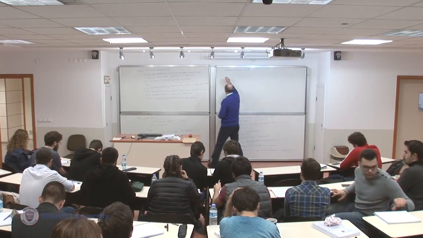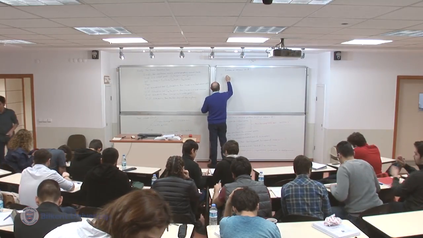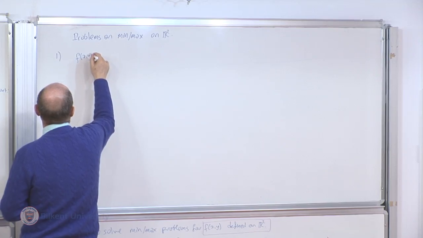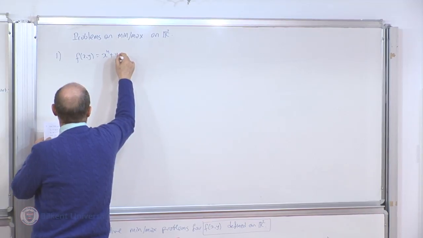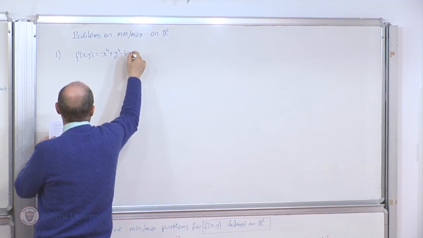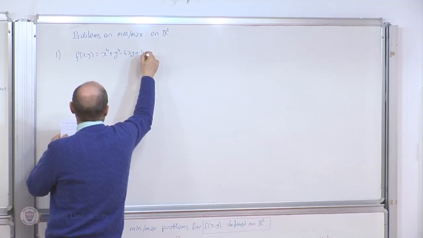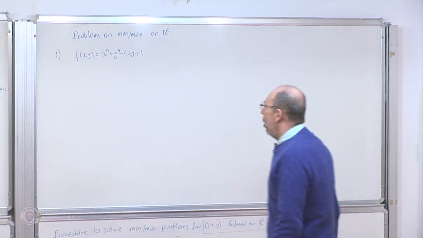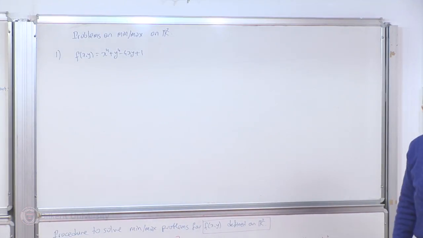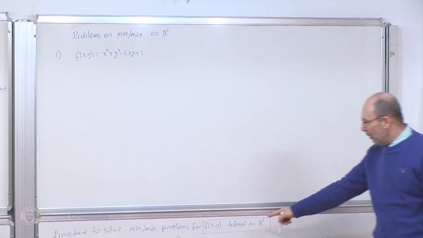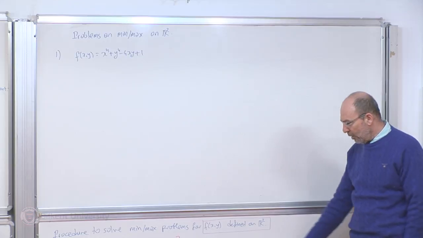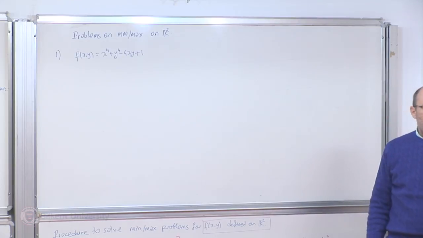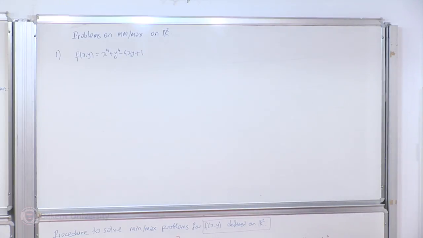So let's start with some very easy problem. F(x, y) is equal to x to the 4 plus y to the 4 minus 4xy plus 1. These are, I think, from the book. The problem is always this one: I have a function. You see that it is defined everywhere. It's a polynomial. Find the nature of all the critical points.